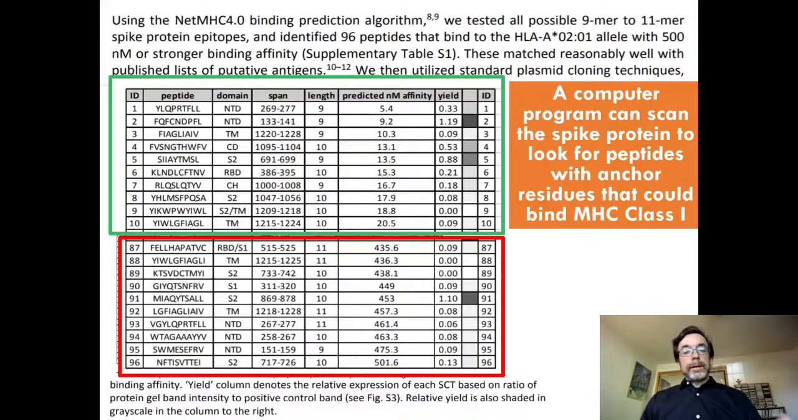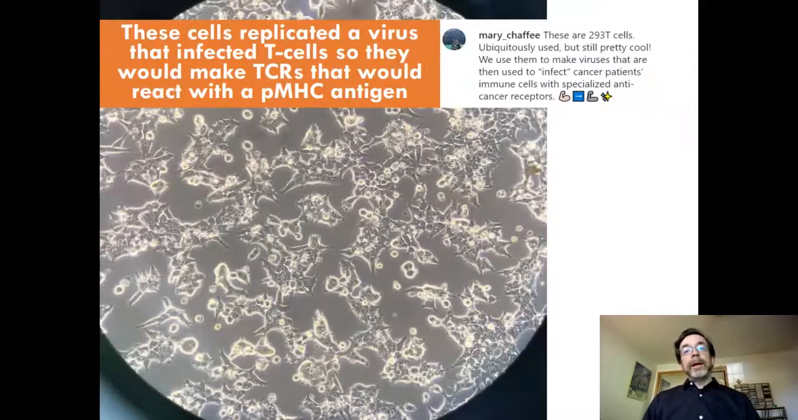So the yield column, by the way, is the protein gel band intensity. They literally ran it on a gel, and they saw how much they got. Again, stuff you've done in biochem. This is what Mary did. And so this is where I got the idea to throw this in, because she posted this on Instagram.